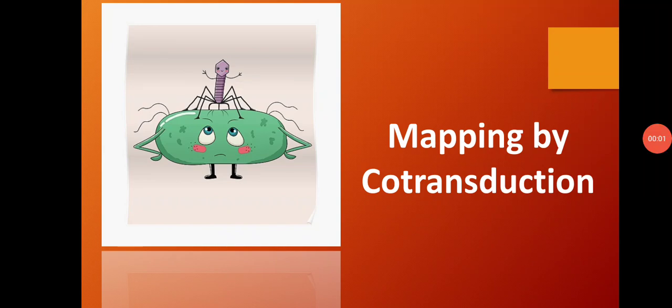Hello dear students, in this lecture we are going to see the point called mapping by co-transduction. We have started our transduction chapter of the genetics subject. In our last lecture we discussed what transduction is and the mechanism of transduction, that is generalized and specialized transduction. In this lecture, we will discuss the last point of the chapter, that is mapping by co-transduction.